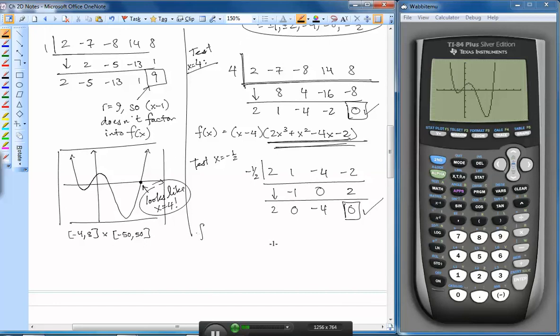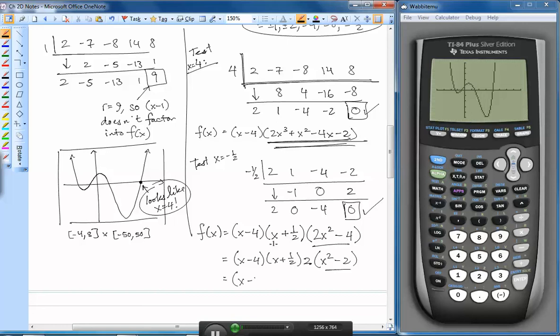So I can rewrite f of x as the first thing that I already had, x minus 4, the new factor that I have, which is x minus negative a half, so x plus 1 half, and what's left over, 2x squared minus 4. Okay, so then I can factor this even further. I can take out the 2. So now this turns into x minus 4, x plus a half, 2 on the outside, x squared minus 2, and then this I can factor as well.